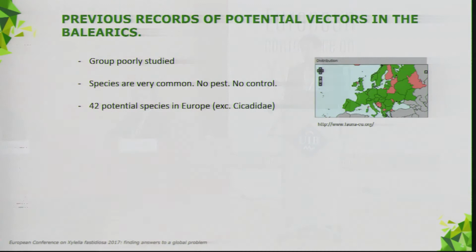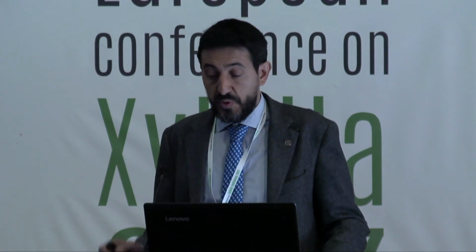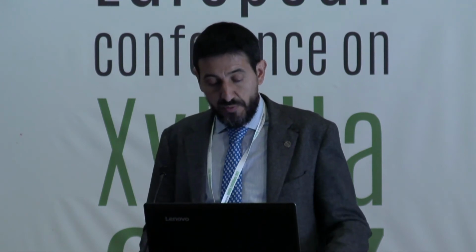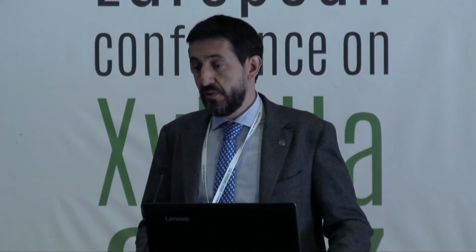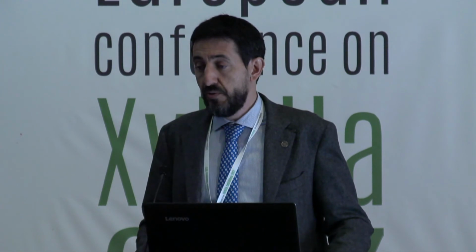So really, all these groups of insects are poorly studied in the Balearic Islands because they are not a pest. They are very common insects that have always been around, but never causing a problem that deserved any kind of control. So nobody studied either the phenology or all the species that are present in the Balearics. If we refer to the previous report from EFSA 2015, 3 species were already recorded in the Balearics, which are Philaenus spumarius, Neophilaenus campestris, and Neophilaenus lineatus.